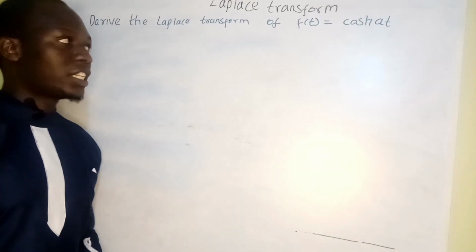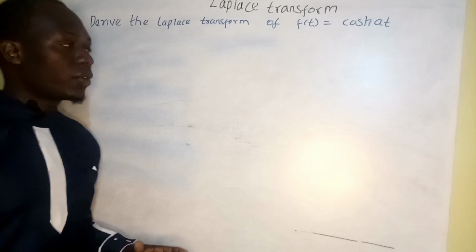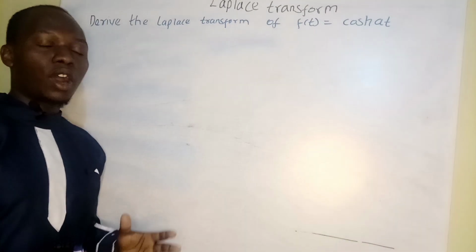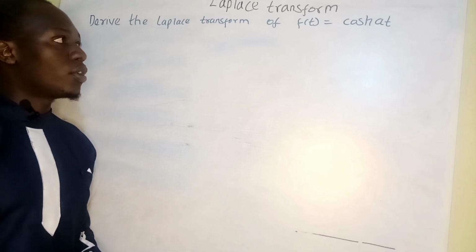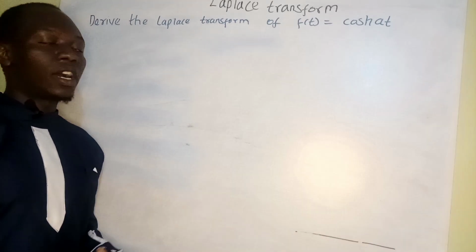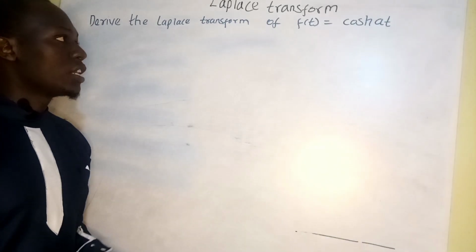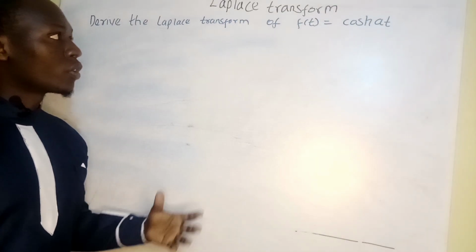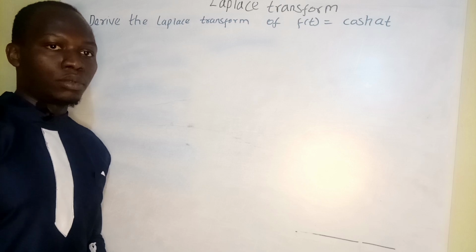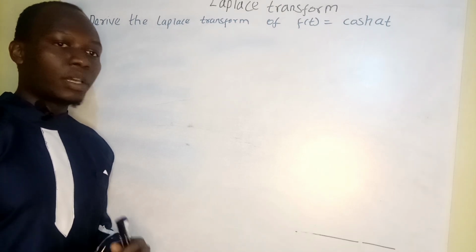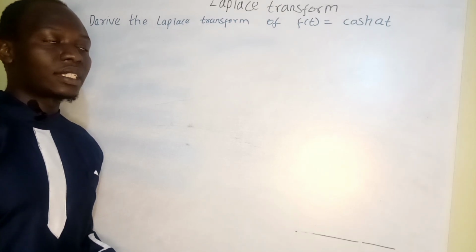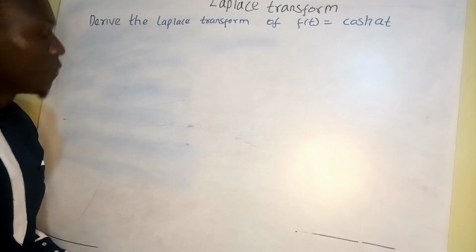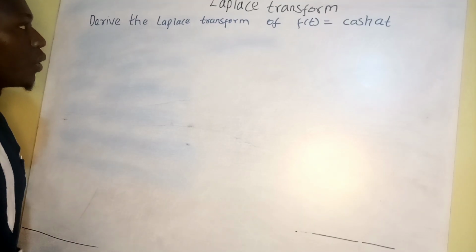Welcome viewers. In this session, we are going to discuss deriving the Laplace transform of a function f of t equals cosh at using the first principle. And by the first principle, the most important thing that you need to understand is the first principle formula.